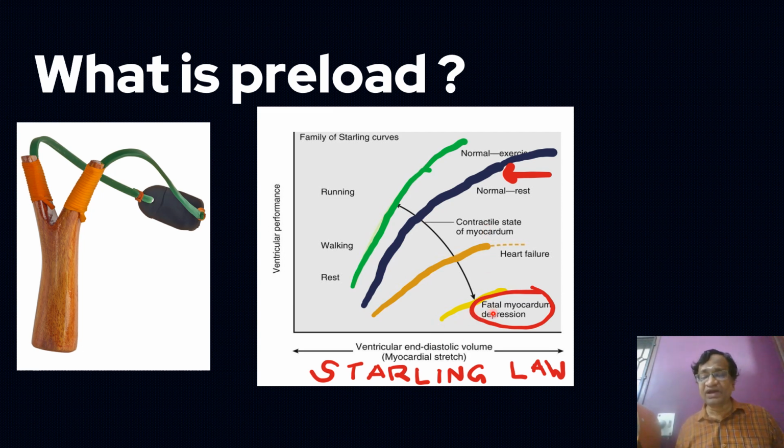So in myocardial depression, you can have the yellow graph here. This is the normal heart at rest, normal heart at exercise. This is some sort of heart failure. And if you give digoxin, the curve may go like this also. If you give inotropes, the curve may go like this also in a patient with heart failure.